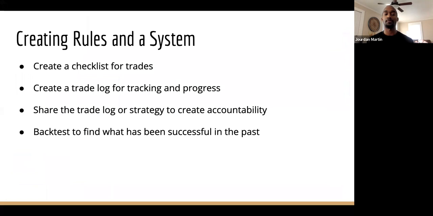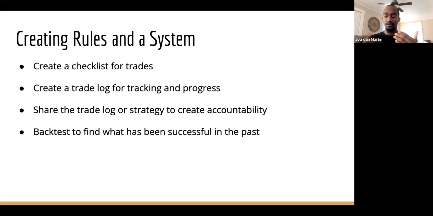So the last thing is you want to make sure you're creating the rules in the system, right? You want to make sure you have a checklist for your trades. It's all systematic, right? If you're trading and trying to play the market just off your head, you're most likely going to lose. And that's why most people do lose, right?